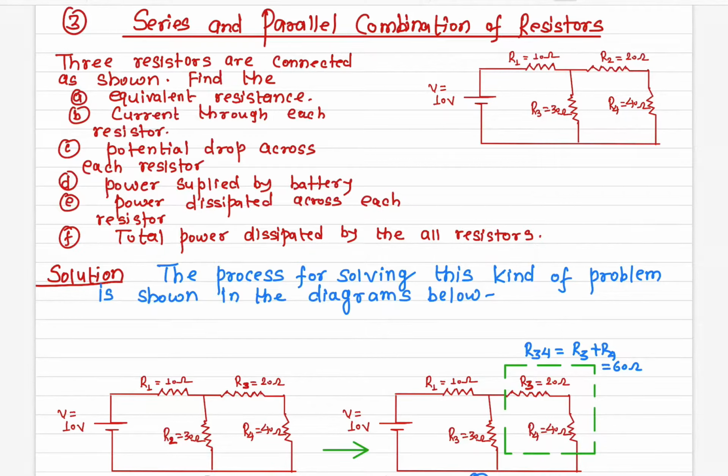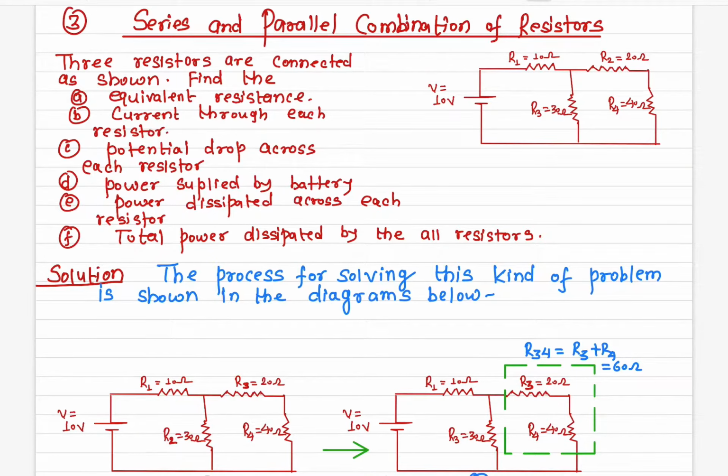How much power is delivered to one particular resistor? How much current is passing through one resistor? What is the potential drop across each resistor? That's what we're going to do in this video.